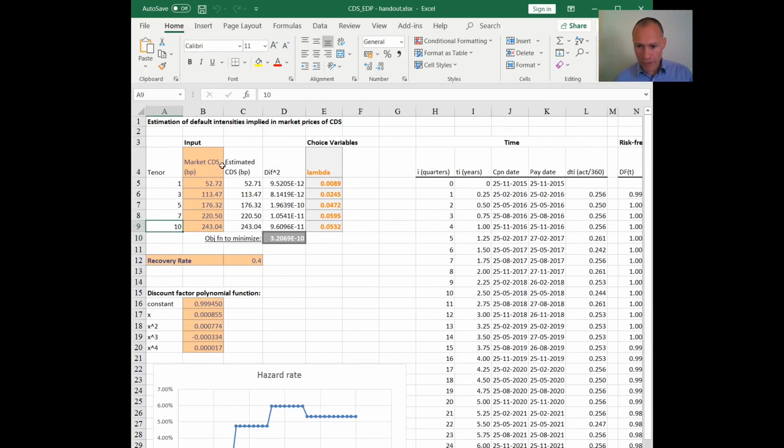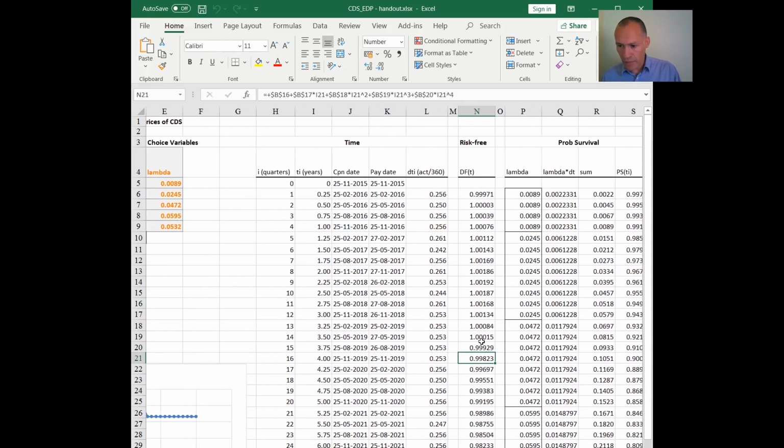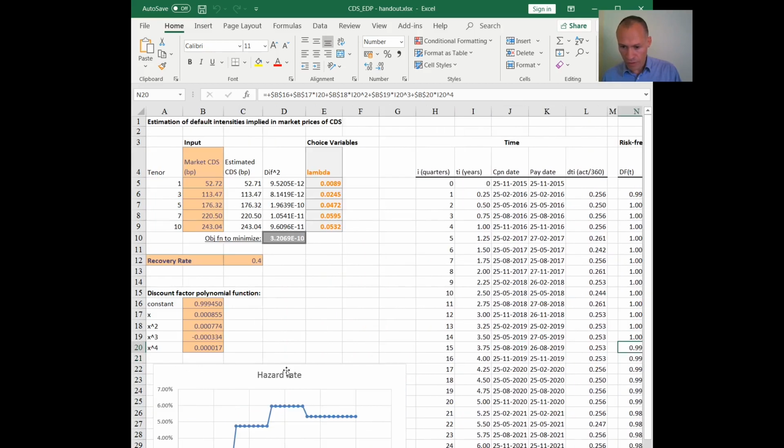So there are inputs here marked in orange. So these ones here are the ones we just saw about the discount factor. So these are the coefficients on the polynomial. So whenever I need to have a discount factor, for example, like here, I'm going to use that expression, that polynomial with these coefficients. Okay.